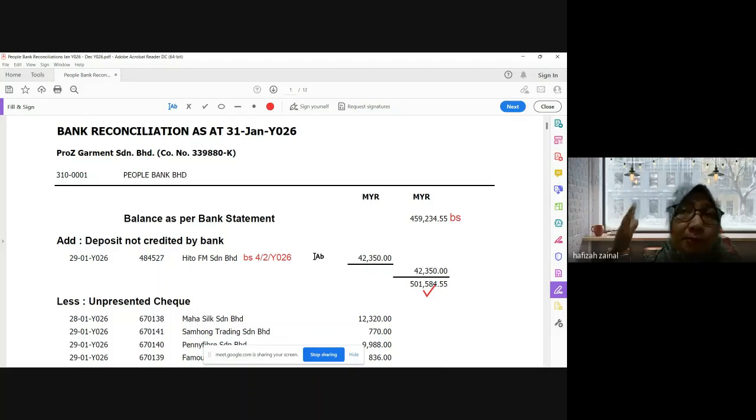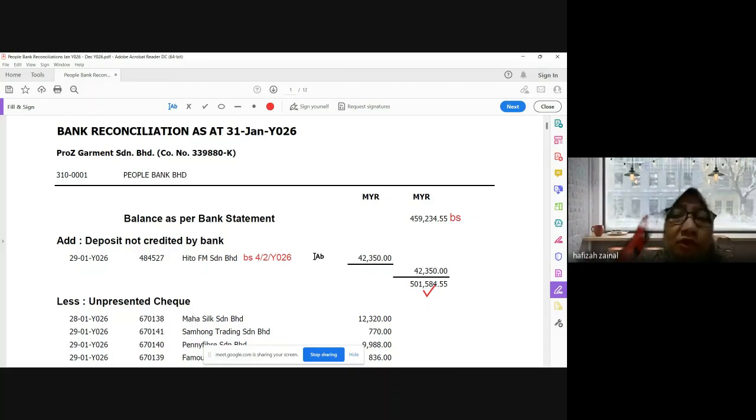The best should be within 2 to 3 days, less than 5 days. So if, let's say, year end is 31st January, and then you bank in, and everything is cleared on the 4th of February, that means we know it's a very short time frame. They receive the money and they bank in.